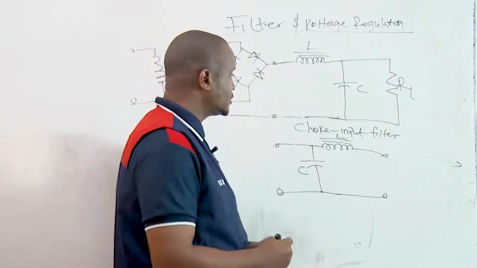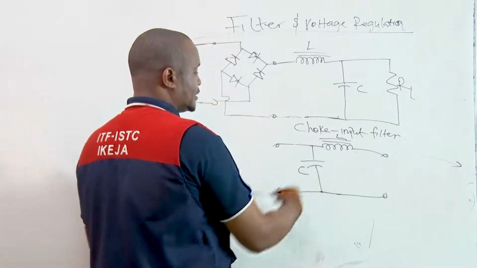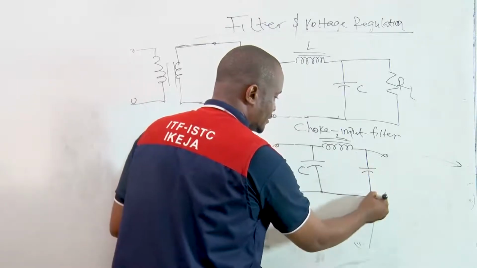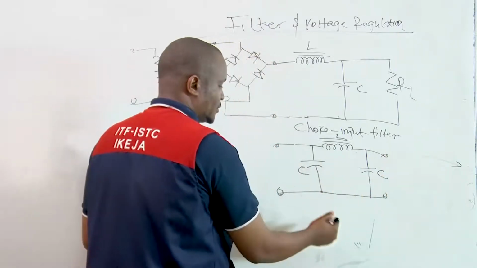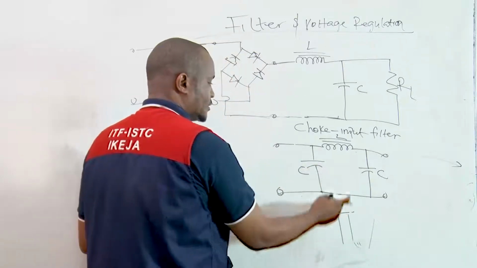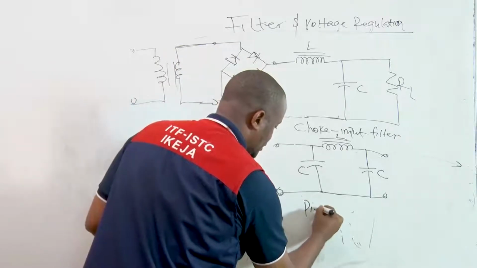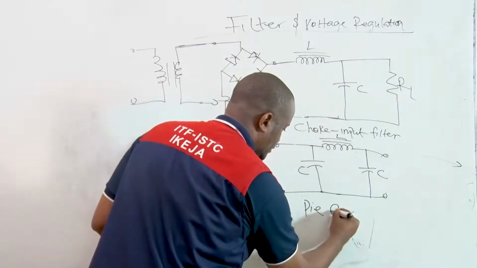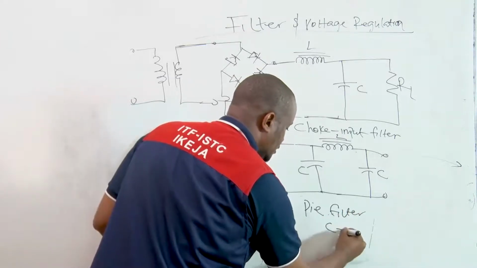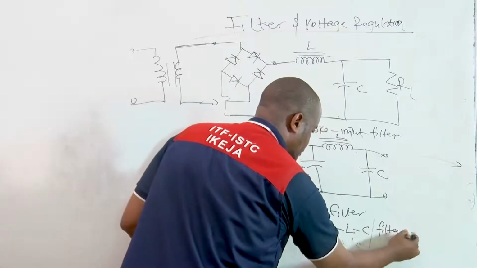So the concept is having the C, L, and then we'll pass another C here. Okay? And so this is the pi. So you can see it looks like the Greek letter pi. Okay, so that is how we have the name. So this is the pi filter, or you can call it the CLC filter.